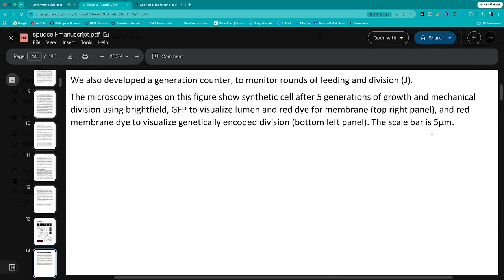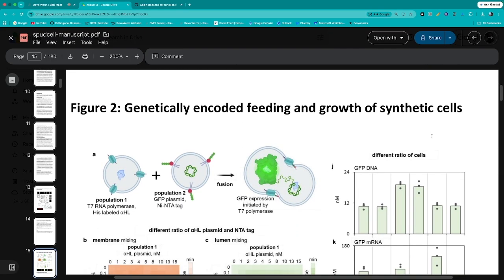So there are a lot of notes on this figure. Figure 2 is genetically encoded feeding and growth of synthetic cells. So here you have a couple of populations. You have 2 populations that are fusing together. And so you have this fusion event where you have population 1, which is a T7 RNA polymerase, and population 2 with the GFP plasmid in it. And so now you're combining them through fusion, and you have these membrane proteins here that are joining them together.